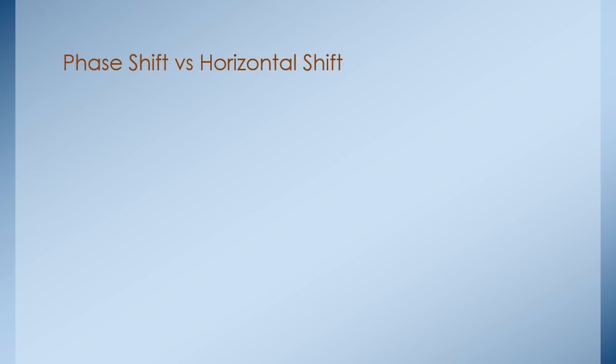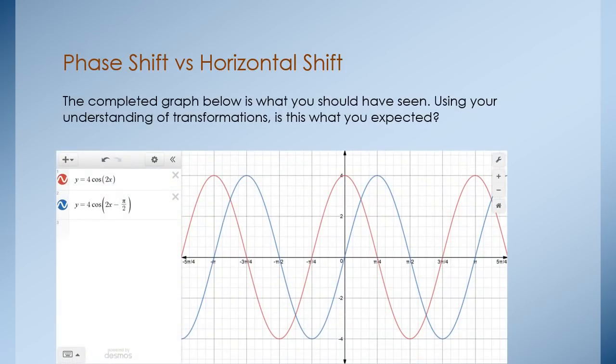All right, let's begin with phase shift versus horizontal shift. The complete graph below is what you should have seen when you graphed on the Desmos calculator from the previous slide. Using your understanding of transformations, is this what you expected? So let's take a look at this graph. The first function was our 4 times the cosine of 2x, and that graph is being graphed in red.